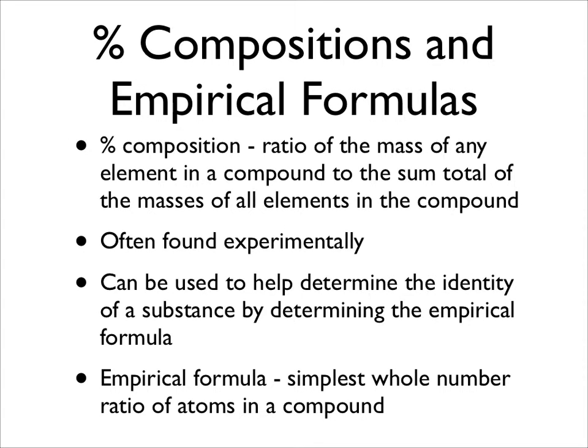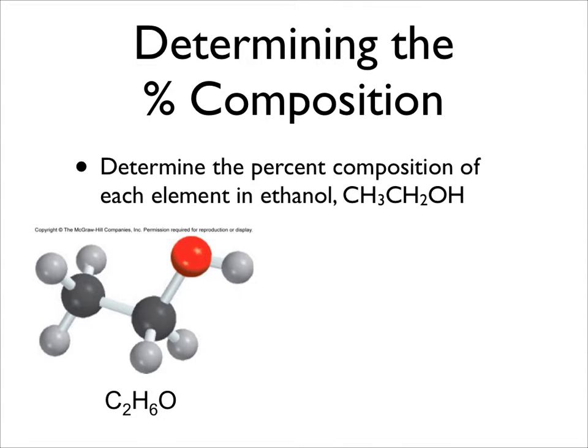Now, what's nice about percent composition is we can determine that experimentally quite easily. And you've already seen that in the lab. We can use percent composition to help determine the empirical, or simplest, formula of a compound. The way we do this is kind of cool, but it relies on the concept of the mole. We have done this in the lab already. Remember when we were determining the waters of hydration? That number is actually part of the empirical formula. So let's do a percent composition problem, and we're going to determine the percent composition of the elements in ethanol, CH3CH2OH, or sometimes written as C2H6O, this funny looking dog-like molecule there.